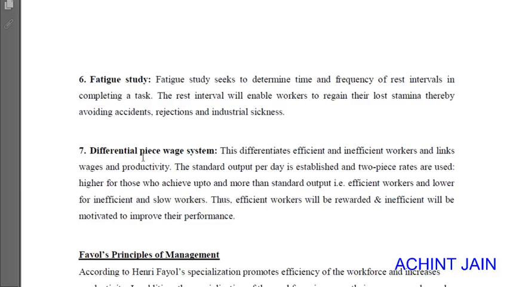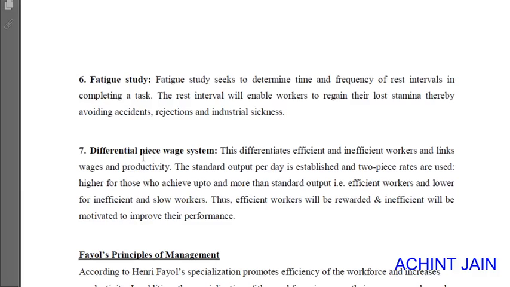In this technique, incentive is directly linked with productivity. A standard task is established with the help of time and motion study. Then, two rates are fixed: a higher wage rate for workers who produce equal to or more than the standard output, and a low wage rate for workers who do not reach the standard.